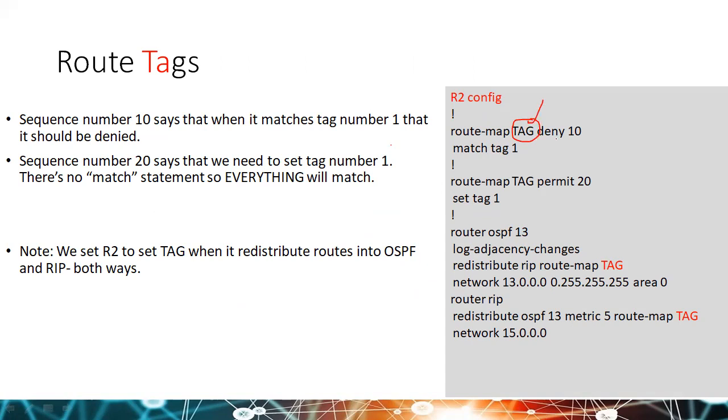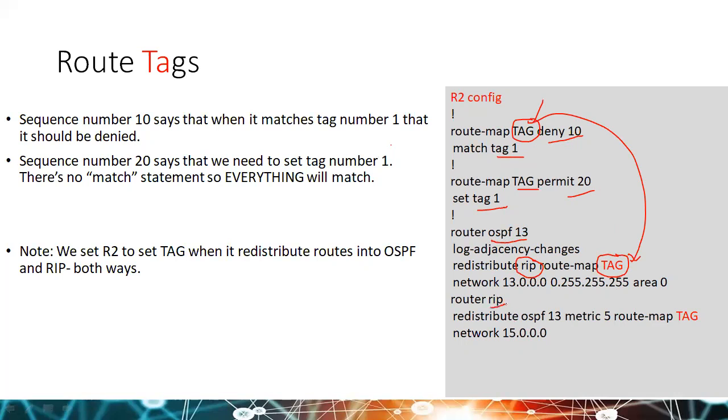Give any name, and we add a deny rule, deny rule 10, and match a tag value which is 1. We'll again create a route map tag with permit 20 and set a tag value of 1. We'll go back into the OSPF configuration, redistribute RIP with the route map, add the route map tag, followed by the network configuration.